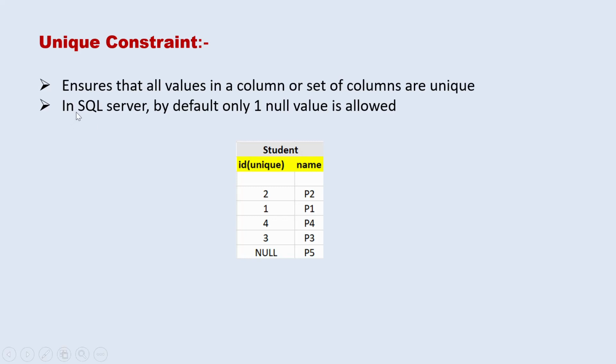Okay. And in second point, we have written in SQL Server, by default, only one null value is allowed. Okay. So if you are creating a unique constraint on top of ID column, you can only insert one null value. And if you try to insert multiple null value, then it will throw an error. But of course, by doing some kind of extra setting, we can also insert multiple null values. But by default in SQL Server, it allows only one null value. Okay.